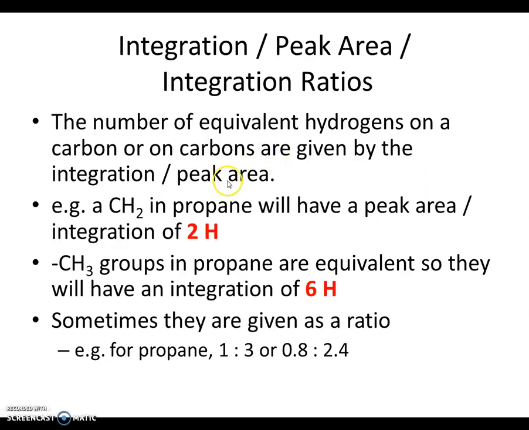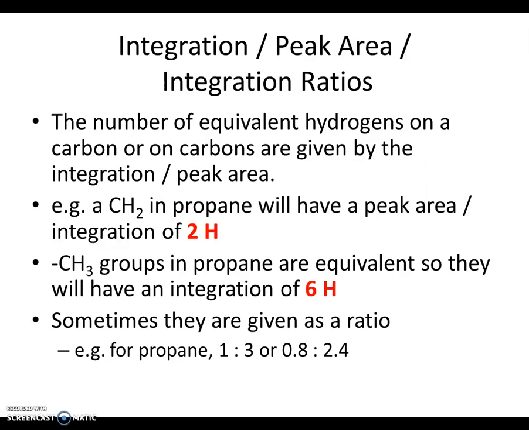So for example, if you've got propane, CH3, CH2, CH3, the CH2 group, or these two hydrogens in the middle, will have a peak area or an integration equivalent to 2 hydrogens. The two CH3 groups, the methyl groups in propane, are equivalent. So they will have an integration value of 6 hydrogens. Now, it depends on how the information is presented.